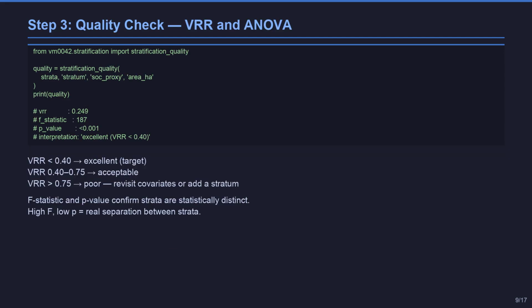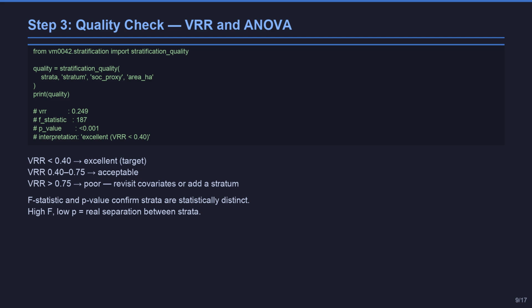Before you document this stratification in your PDD, you need to verify it's actually doing something useful. The stratification quality function returns 3 key statistics. VRR, 0.249. That's excellent, well below 0.40. The stratification explains about 75% of the total SOC proxy variance. F statistic, 187. P-value, effectively 0.